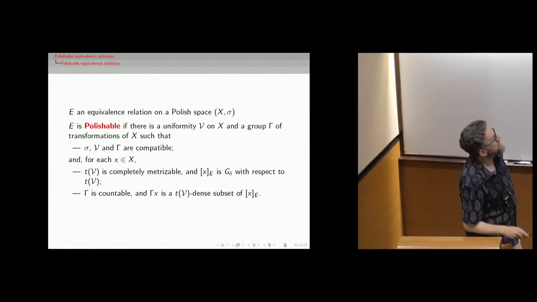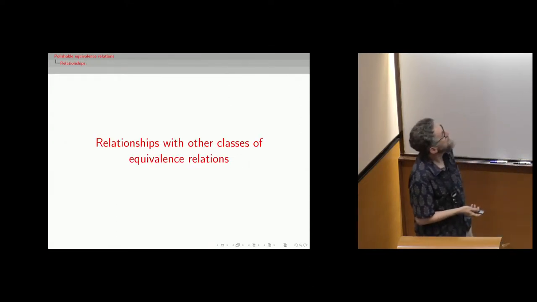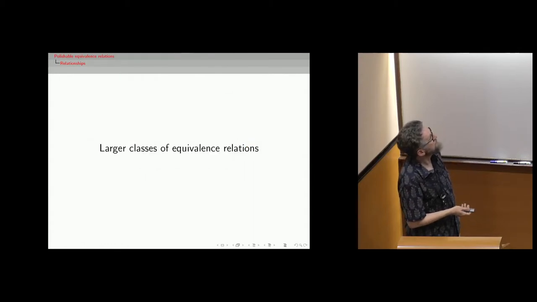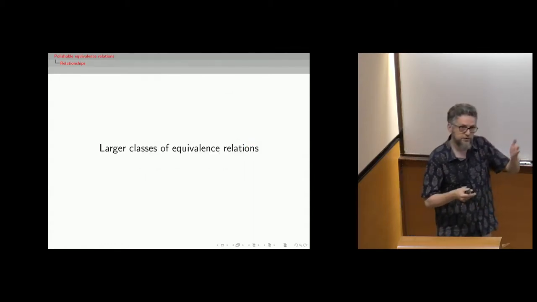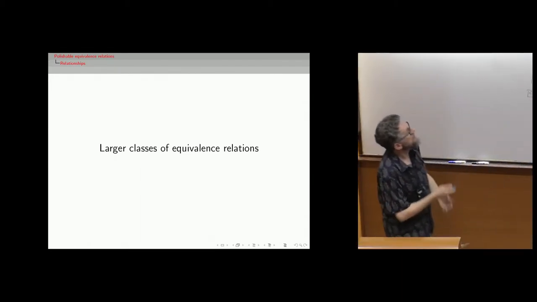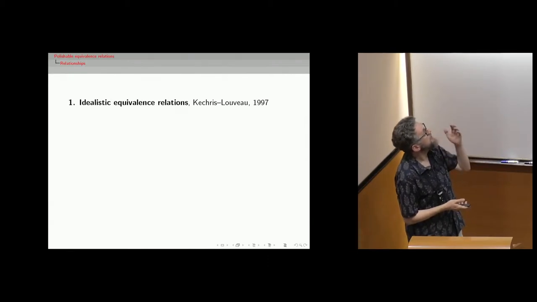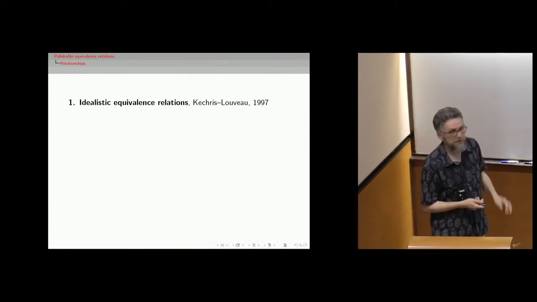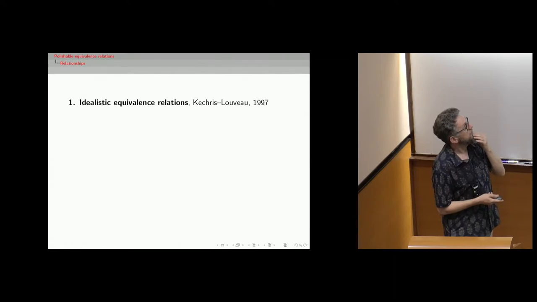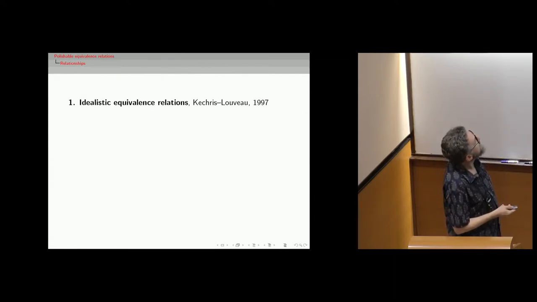All right, so what can be done with it, and how does it compare with other classes? So let's talk about larger classes of equivalence relations. There are two types of classes, some of them bigger, some of them smaller. The first one that I need to really address is the idealistic ones, because that's how we started. This notion is due to Kechris and Louveau, some time ago already.